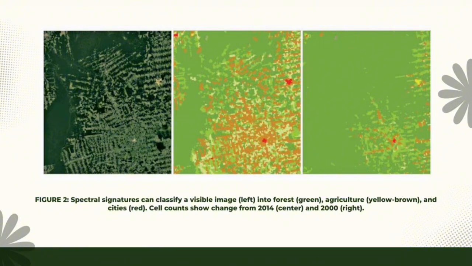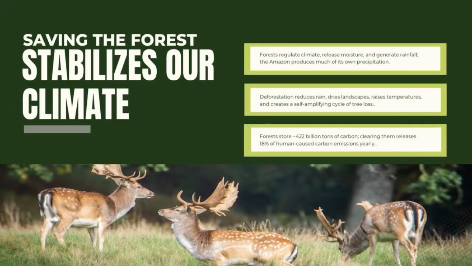This tells us that forests got smaller over time while farms and towns grew bigger. Now, this is why it is important for us to act. We are going to tackle how to save the forest as it stabilizes our climate.